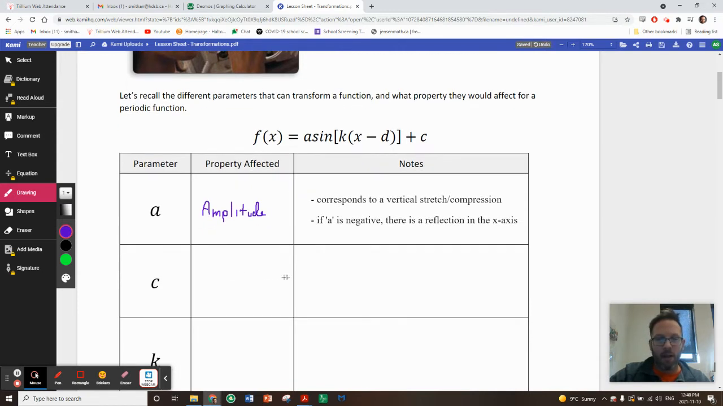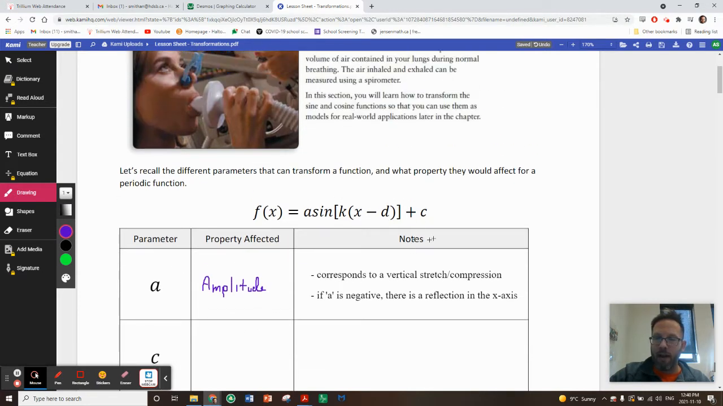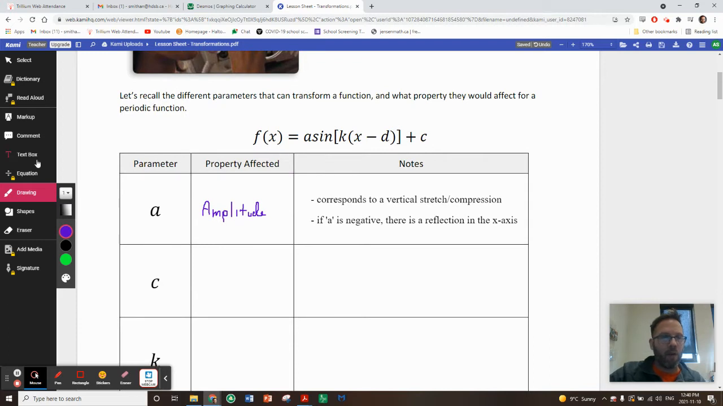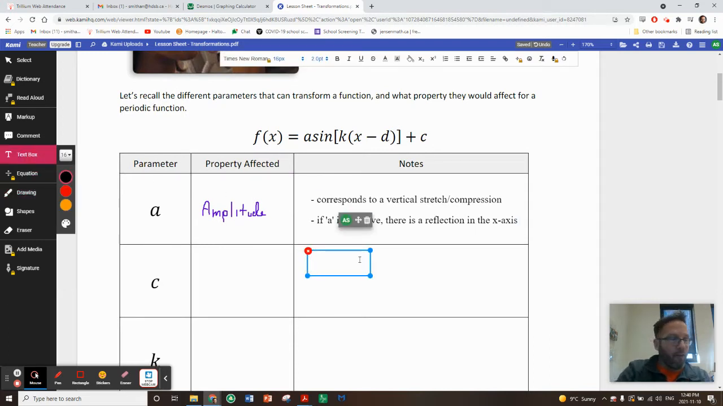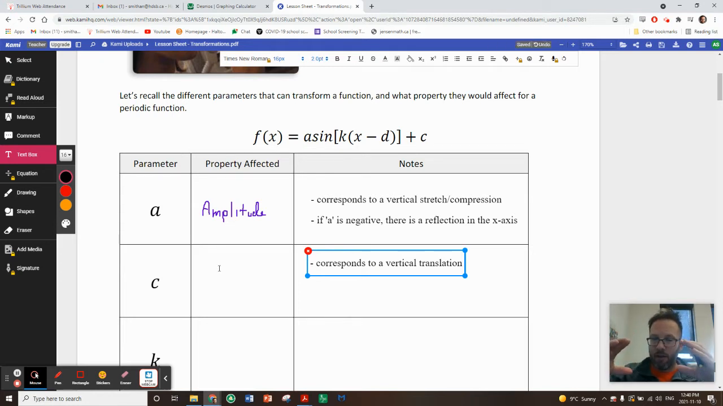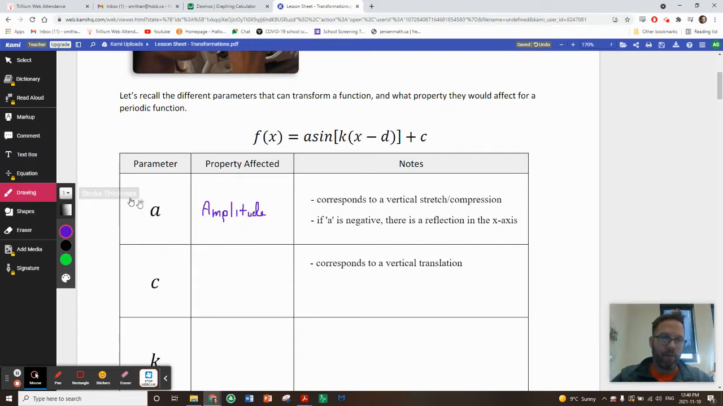All right, let's talk about c, adding or subtracting a number on the end. So of course, we know that corresponds to a vertical translation. Nothing new. And what property is affected when we take a periodic function and we just shift it up or shift it down? It changes the axis of the curve.